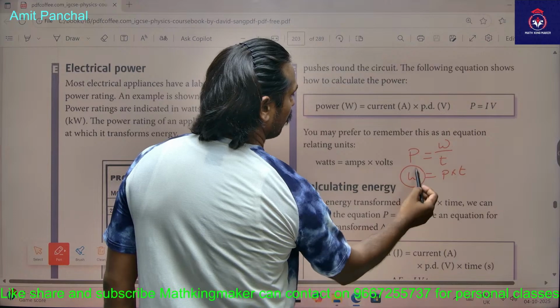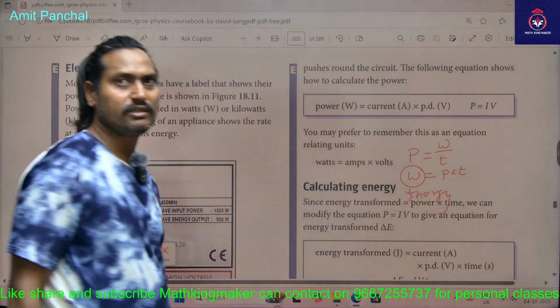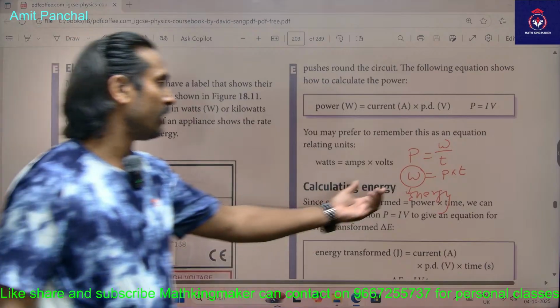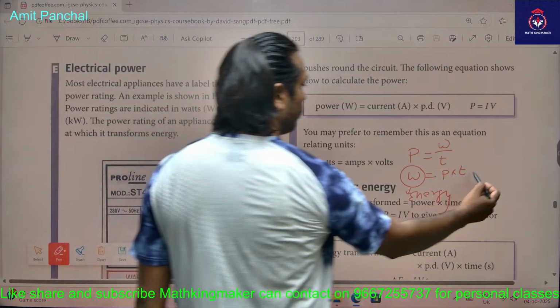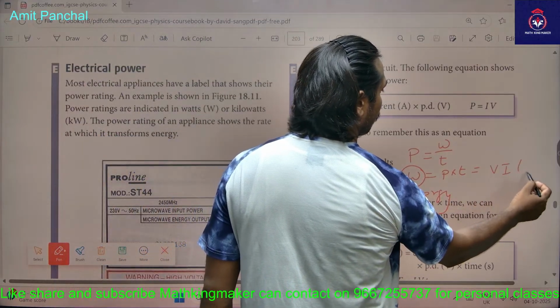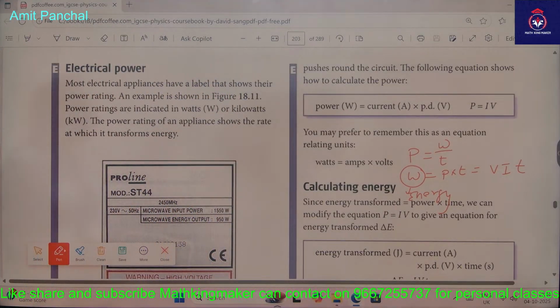So work done is what? It is just energy. How much electrical energy is being transferred? That will be calculated by P into T. What is P? P is VI. So W will be VIT. So VIT will give you the energy transferred.